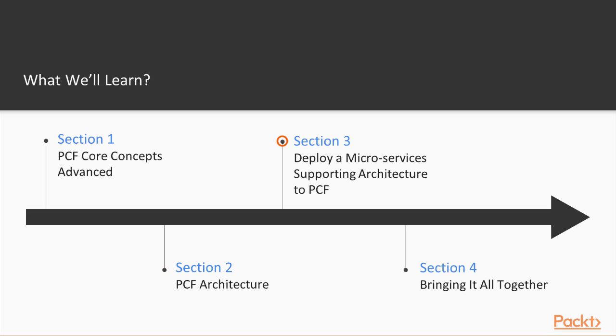In Section 3, we'll be deploying a supporting microservices architecture to PCF. This includes things like the discovery service in PCF, the config server, and the circuit breaker dashboard, and the discovery server, or Eureka. So for Section 4, we'll bring it all together. We'll view our running microservice architecture in PCF, and we'll view the dashboards for the circuit breaker dashboard, and we'll learn how to interpret that.